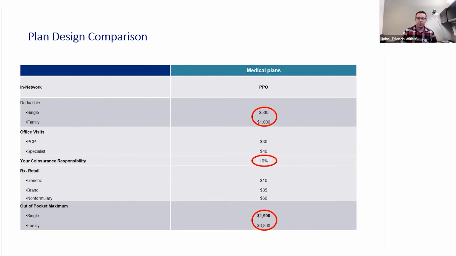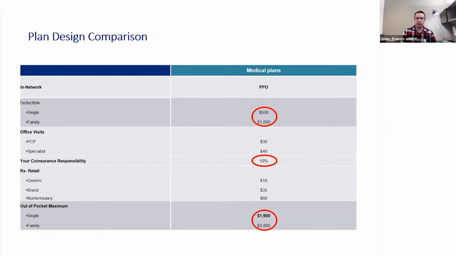Okay, that's great, John. What does $1,000 mean? So $1,000 happens to represent, let's say you are married, you have a domestic partner, you may have some kids, you enroll in the family version of the plan. Because you're covering more than one person, your deductible in this example is going to be $1,000.